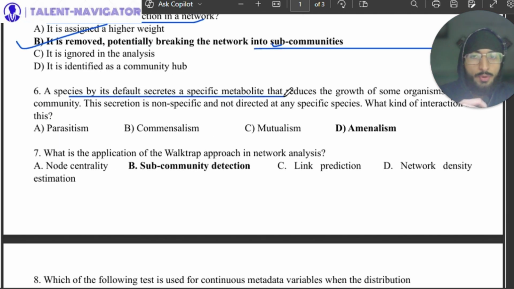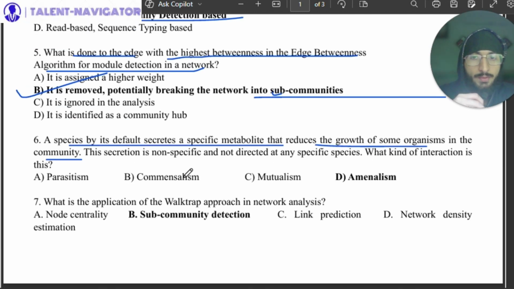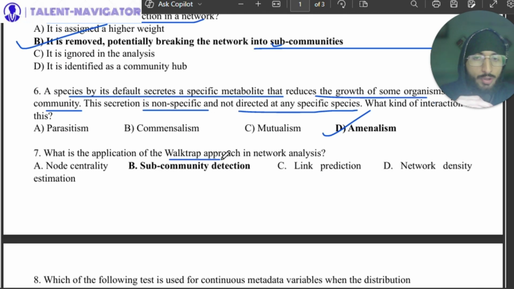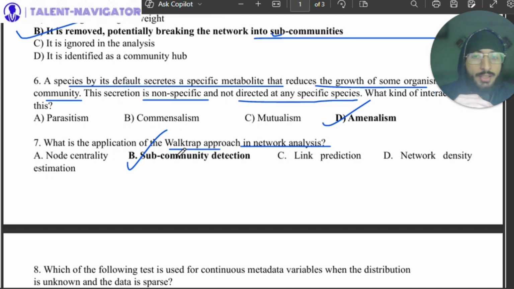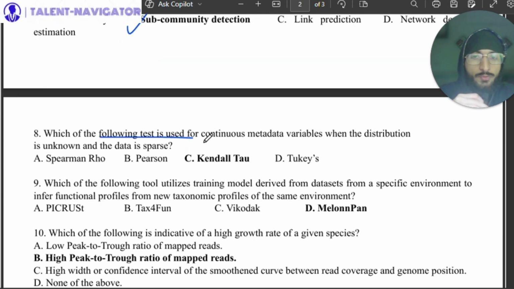Now, a species by default secretes a specific metabolite that reduces the growth of some organisms in the community. The secretion is non-specific and not directed at any specific species. The interaction is amensalism. What is the application of the walktrap approach in network analysis? That is subcommunity detection. Which is the test used for continuous metadata variables when the distribution is unknown and data is sparse? So the answer is Kendall tau.